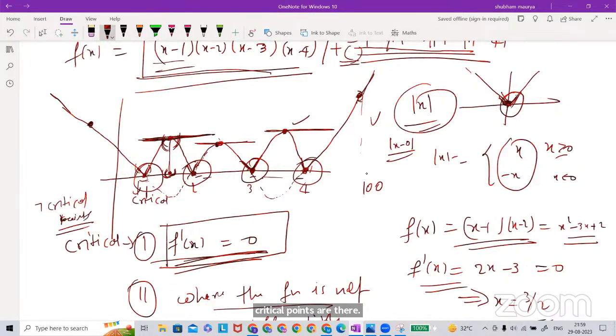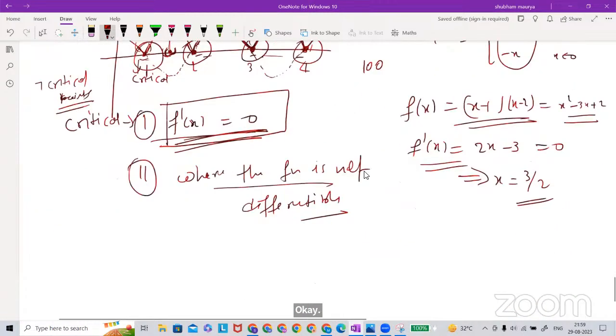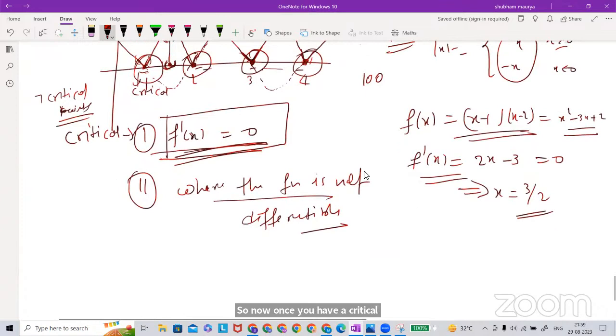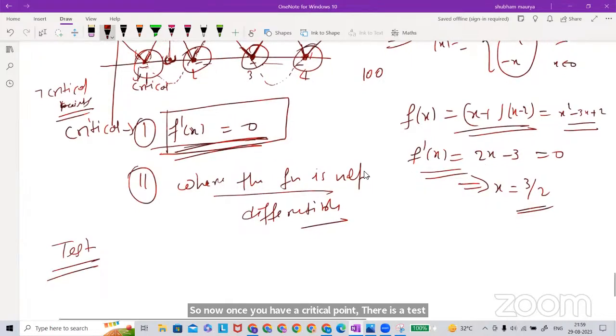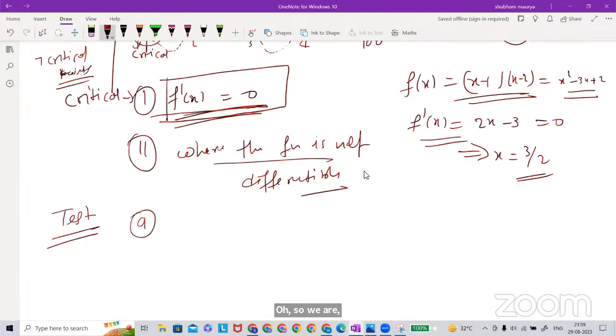Okay. Seven critical points of this function. Now once you have a critical point, there is a test. Sorry, could you repeat, please?